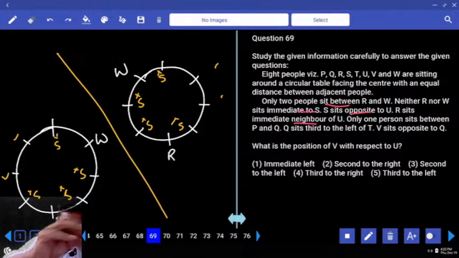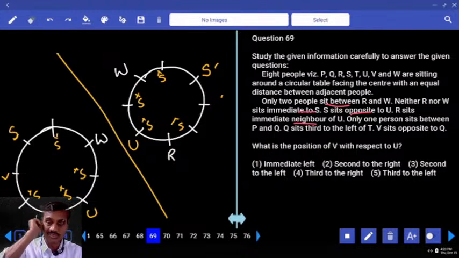Then in this case, where should this U be? U must be here. U is here, S is here. And again, in this case, U cannot be here because U and S are opposite to each other. Then U and S must be here. And U and S are opposite.